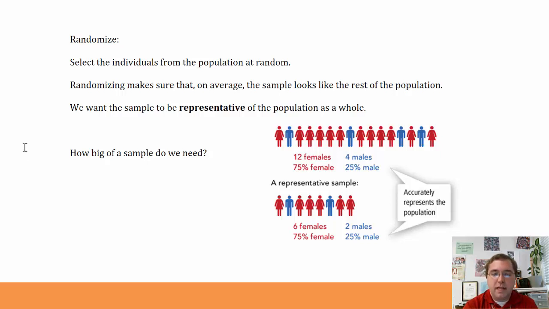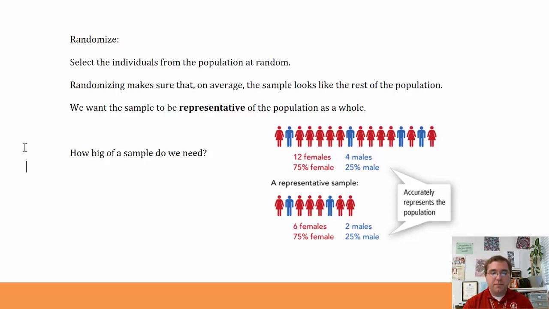So if our population has both males and females in it, we want our sample to have both males and females in it, and ideally to have the same proportion of males and females in it. If, as in this example, the population is 75% female and 25% male, I don't want my sample to be 75% male and 25% female. I want my sample to be representative of the population as a whole so that it accurately represents the population.